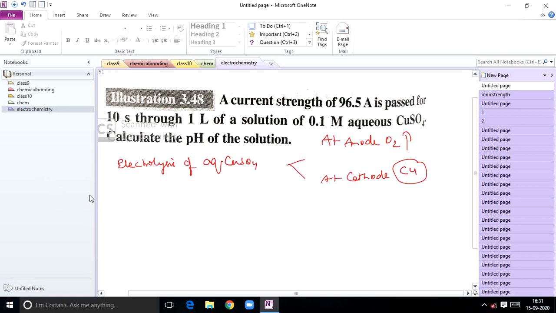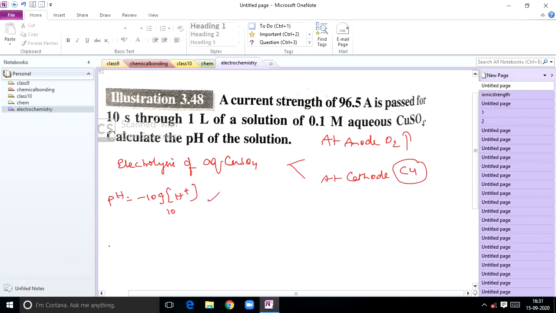Calculate the pH of the solution. First, how to calculate the H plus ion concentration? You already know the pH of the solution: pH is equal to minus log of H plus ion concentration, base 10. So you know this formula. So how to calculate the H plus ion concentration from this?